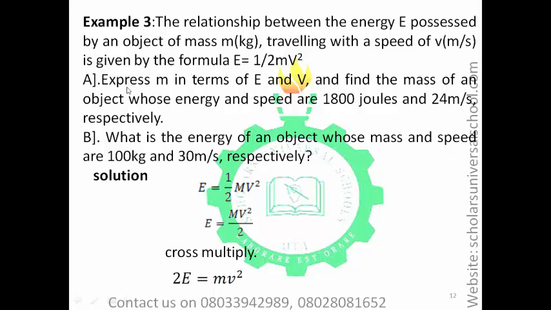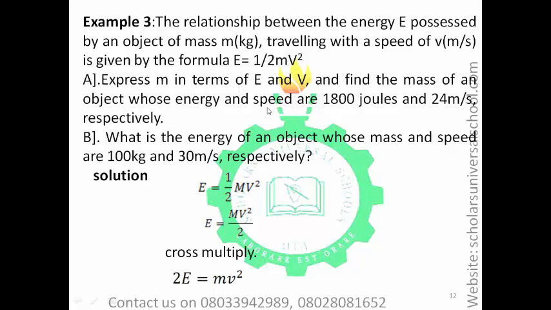So the question here is: express m in terms of E and v. Anywhere you see such a question that asks you to express a letter in terms of others, that letter is what they want you to make the subject of the formula. They want the m to stand alone, while all the others will be subordinate. And find the mass of an object whose energy and speed are 1800 joules and 24 meter per second respectively.